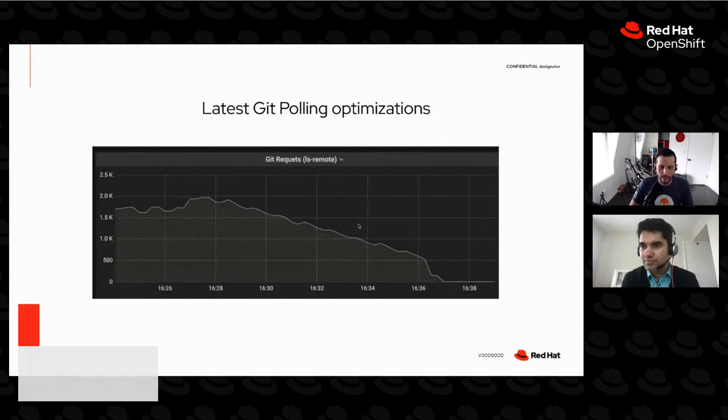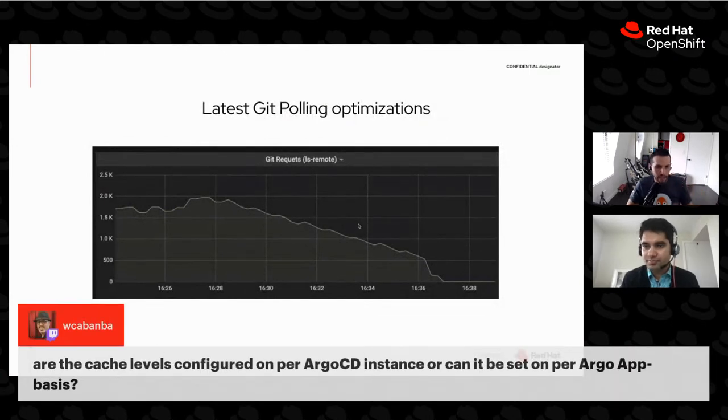But William asks, are cache levels configured on a per Argo CD instance, or can it be set on a per app basis? So right now, it's on a per Argo CD instance. It's not on the app basis yet. But there's been work going on. Oh, okay, so it's a one-shot, so it's like globally. Right, yeah. Okay. Cool. So there's a good thing and a bad thing. The good thing is it's one shot globally. The bad thing is it's one shot globally. Yeah, exactly. Good news, bad news, right?